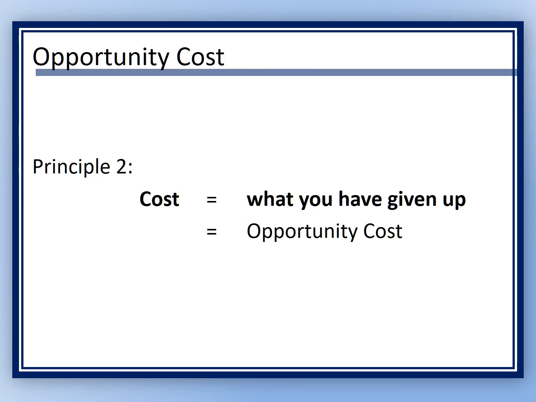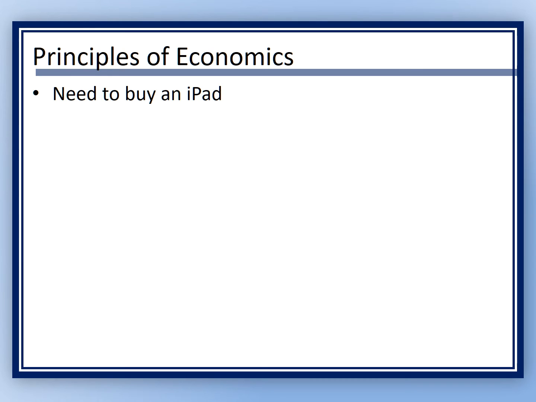So principle two: cost is what you have given up, and that's called opportunity cost in economics. What you have given up includes more than just the price tag. So now, let's think about buying an iPad. Let's say you have three models, 16GB, 32GB, and 64GB. The 16GB is 3,888, 32GB is 4,688, and 64GB is 5,488.